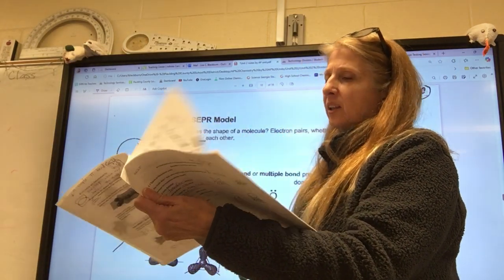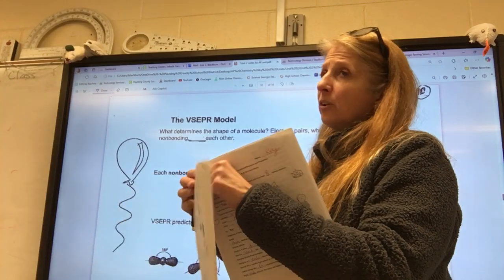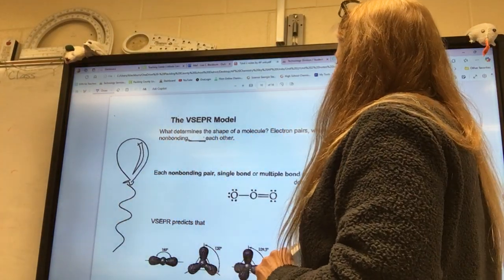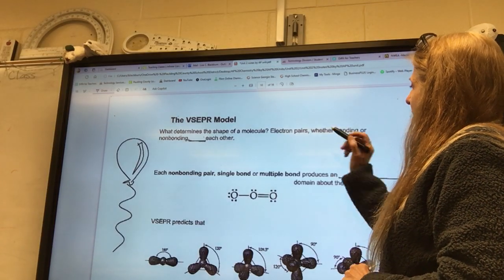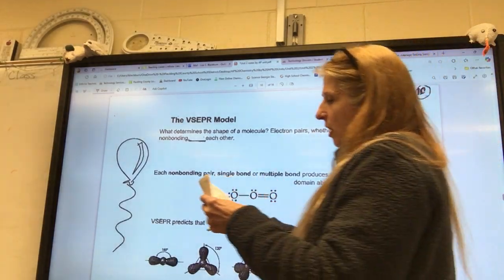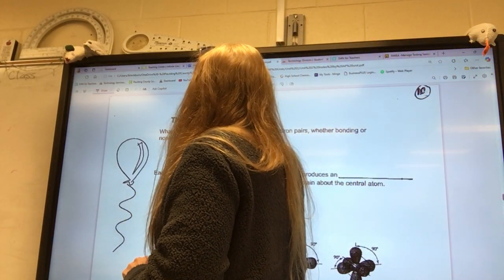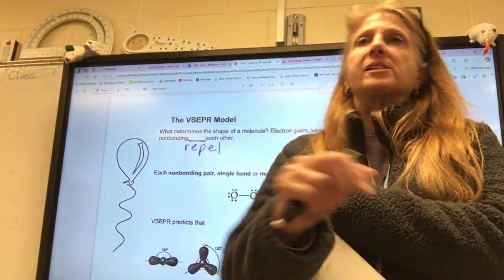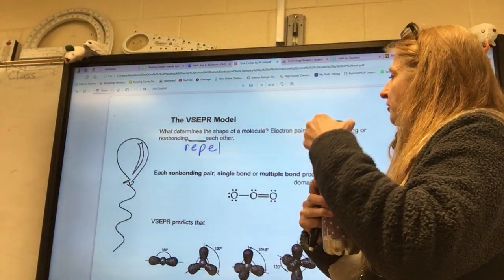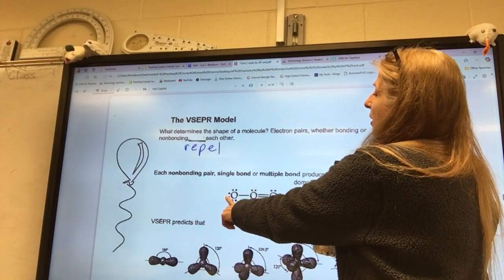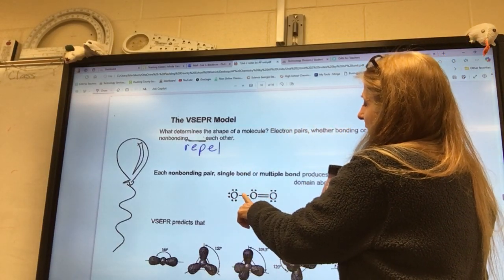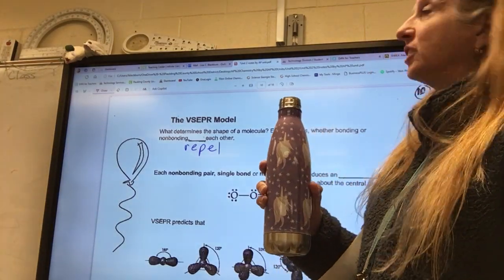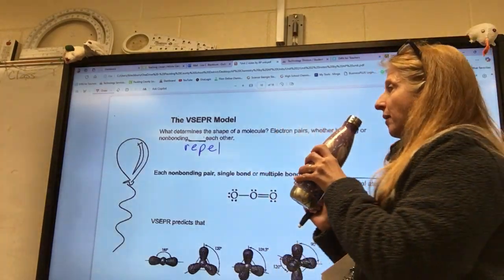I think this is pretty logical, but some students struggle with this a little bit, I'm going to be honest. Okay, so what determines the shape of a molecule? Electron pairs, whether bonding or non-bonding, repel each other. They're negative and likes repel, right? So it doesn't matter if it's a non-bonding pair or bonding electrons, they're negative and they're going to push each other as far away as possible.